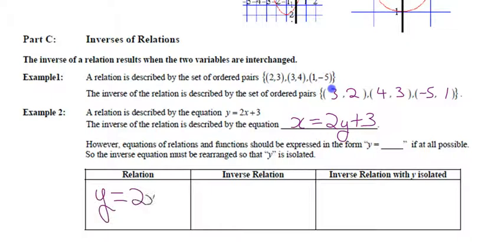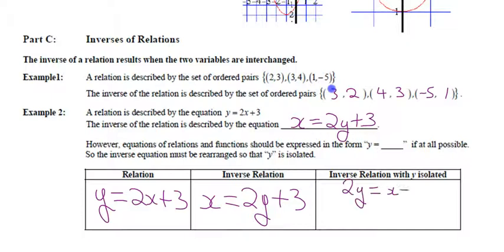So we have y equals 2x plus 3. We said the inverse is x equals 2y plus 3, and when we isolate the y, what do we get? We get this, right? So you just solve for y. You take the inverse relation and you solve for y.